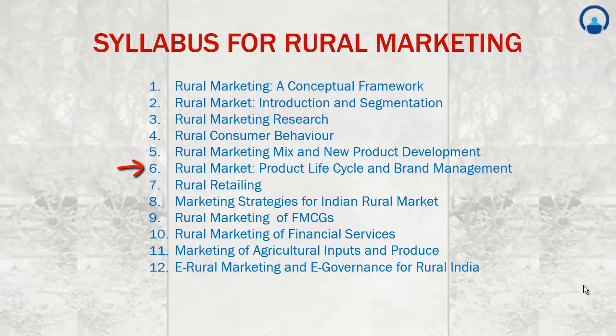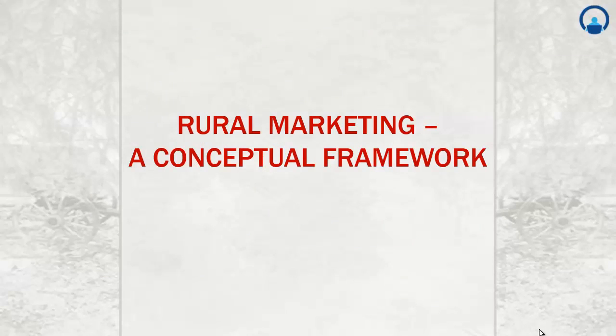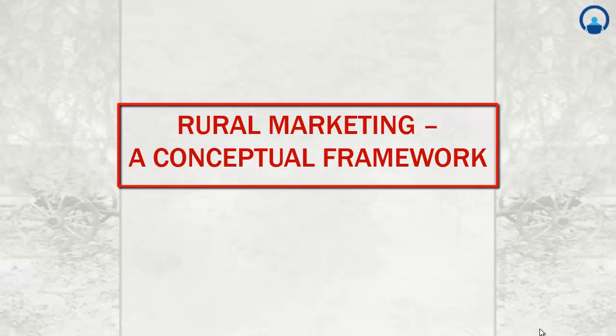We're going to then do the product life cycle and brand management in the rural market. We're going to talk about rural retailing. We're going to see some marketing strategies for the Indian rural market. We're going to see how can you do rural marketing of FMCGs, rural marketing of financial services, marketing of agricultural inputs and produce, and we're also finally going to touch upon e-rural marketing and e-governance for rural India. So now, since we are familiar with what the course structure for this subject is, let's go ahead and start the first chapter, which is rural marketing, a conceptual framework.